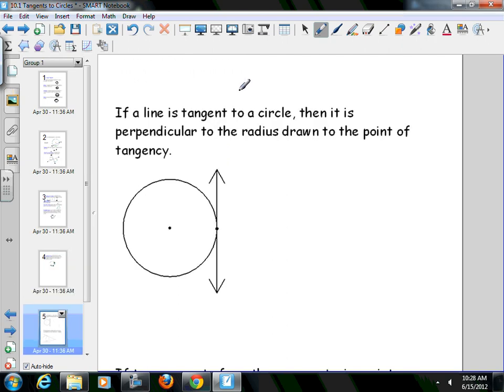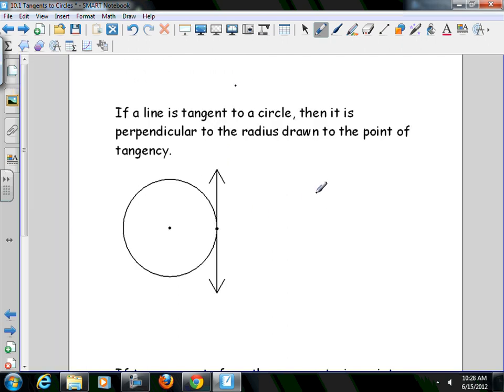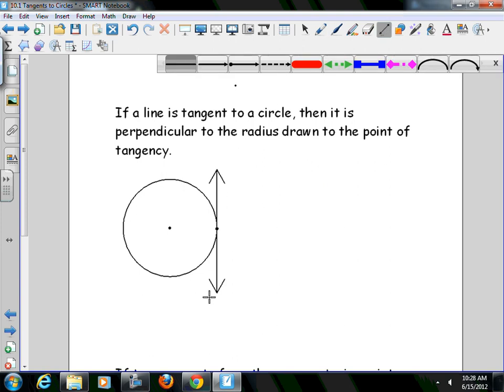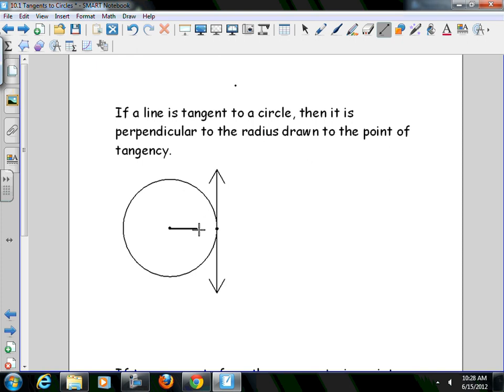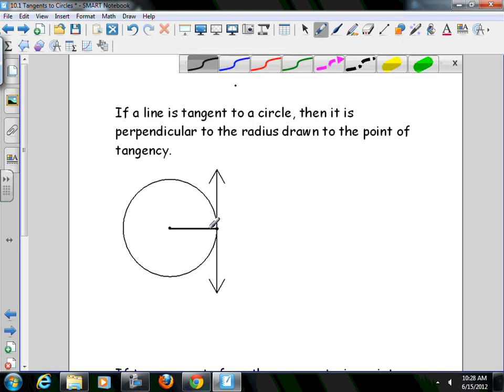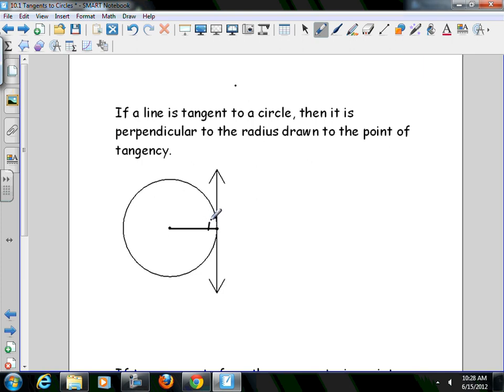Moving on. If a line is tangent to a circle, then it is perpendicular to the radius drawn to the point of tangency. So in other words, here's a tangent of this circle, and if I were to draw a radius from the center to that point where the tangent meets the circle, I would find that these 2 lines are perpendicular. They make a right angle.